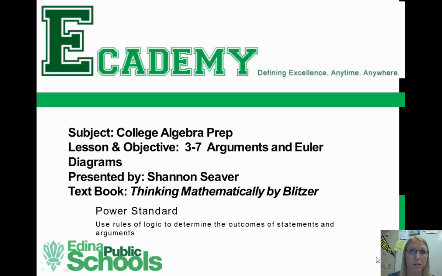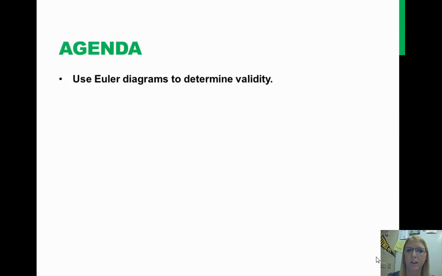Today we're looking at 3-7 arguments in Euler diagrams. Our agenda today is to use Euler diagrams to determine the validity of arguments.